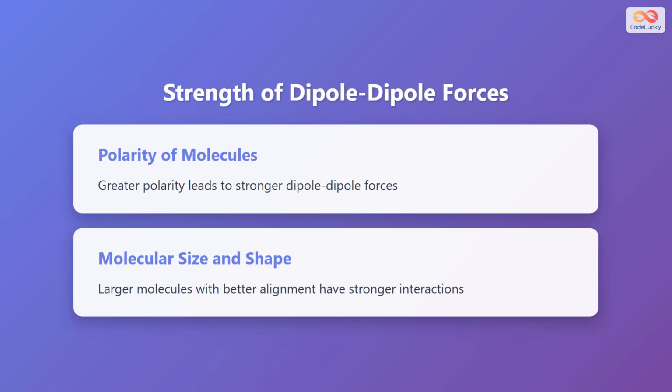The strength of dipole-dipole forces depends on several factors. The polarity of molecules is the primary factor. Greater polarity, meaning larger partial charges and greater charge separation, leads to stronger dipole-dipole forces. Additionally, molecular size and shape play important roles. Larger molecules can have more surface area for interactions, and molecules that can align better with each other will have stronger attractions. The shape of the molecule determines how well the partial charges can get close to each other.